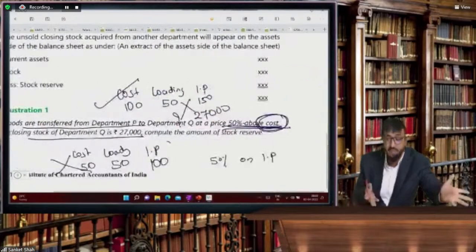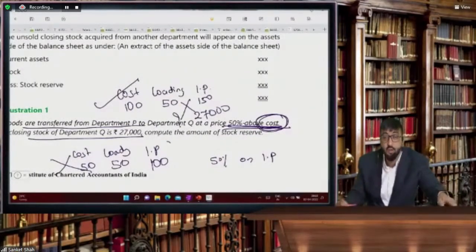Sir, cross multiplication, sir. Cross multiplication. Sir, if you take 50, 50, 100, it is wrong. Huh? 50, 50, 100. No. It's wrong. What is correct? Cost 50, loading 50, invoice price 100. And then just cross multiply. Easy છે? Easy છે? एकदम easy છે?